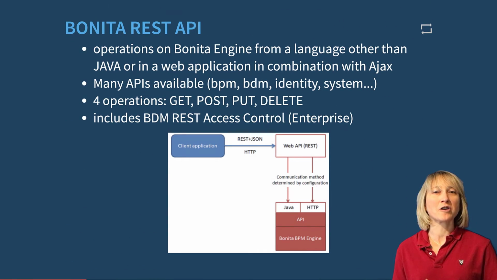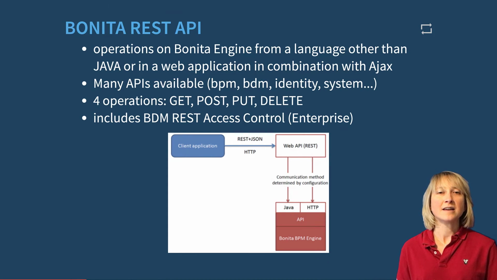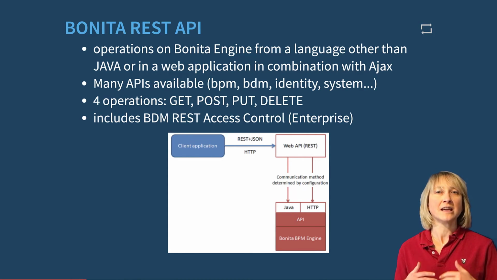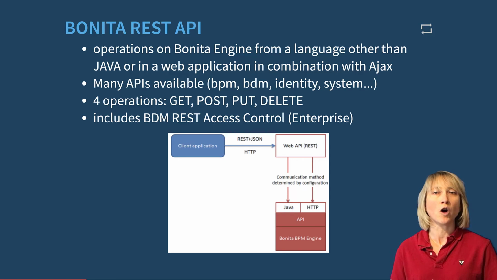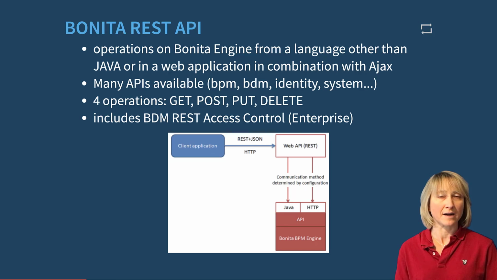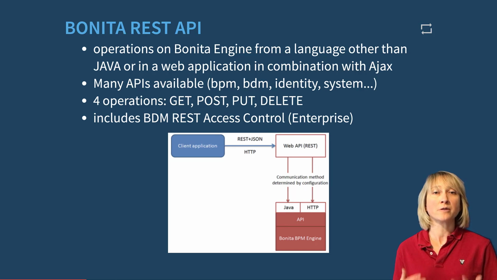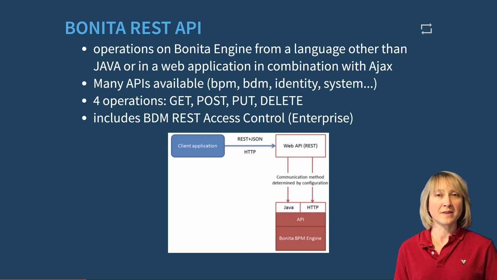Now, let's talk about the Bonita REST API. If your application is using a technology other than Java, you can integrate it with the Bonita solution using the Web REST API. This API provides access to all Bonita objects, like processes, tasks, users, connectors, everything, to execute operations on them: to create using post, to retrieve using get, to update using put, or delete. You can use these operations to create a workflow with Bonita and integrate it into your application.